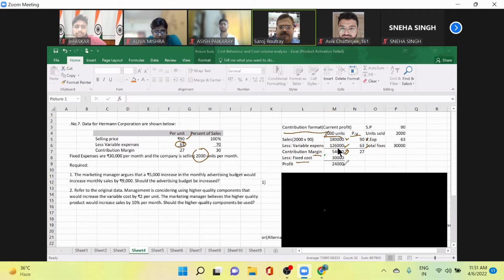Contribution per unit is 27. We don't deduct fixed cost because fixed cost is not a variable cost. That is the first thing. Second, fixed cost will not remain the same per unit. If your number of units is 2,000, you divide it by 2,000. If it becomes 5,000, you divide it by 5,000. So this keeps on changing, so you don't take it into consideration while finding out per unit. While finding out per unit, you only take the variable items into consideration. So this is the existing income status of the company.